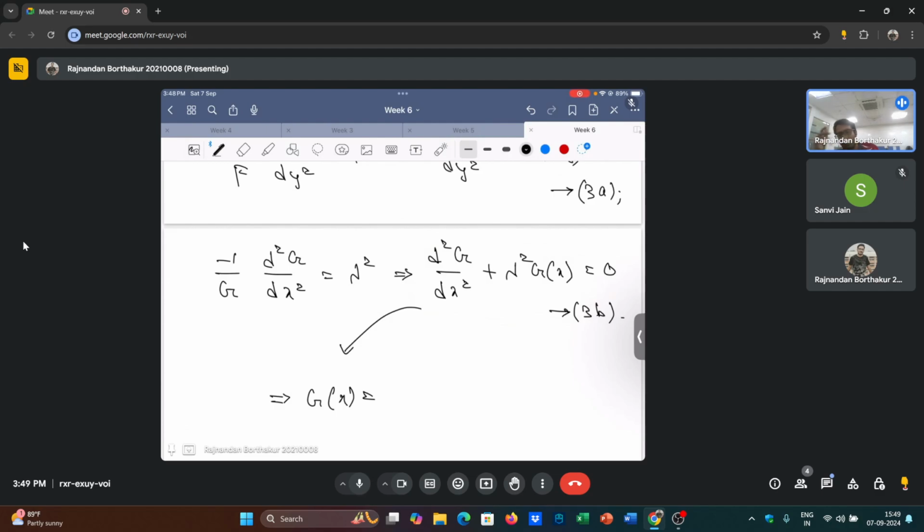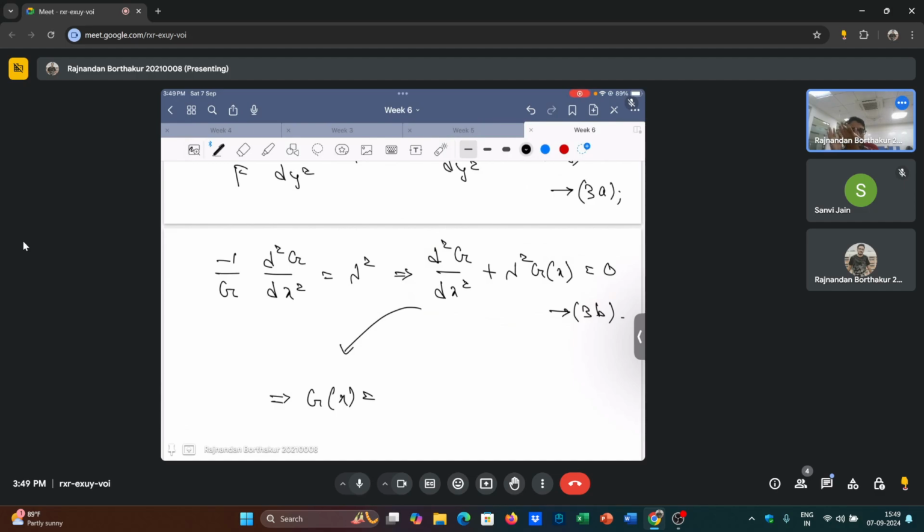So just check it out. I will not go into the details of this; I believe you have done this multiple times. I'll just tell you the methodology. The objective is that you need to assume g of x as some e power mx, and then substitute this into this equation to get the roots of what we call the characteristic equation.